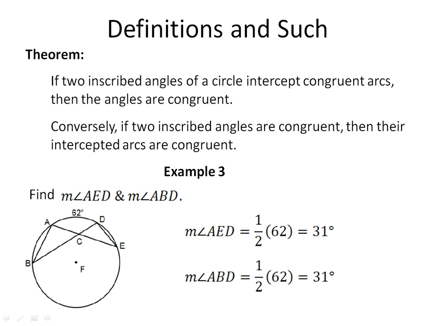They could have found the same information if they had given us the fact that these two angles were 31 and asked us what the arc was. So that's the other way they can work this based on the theorem.